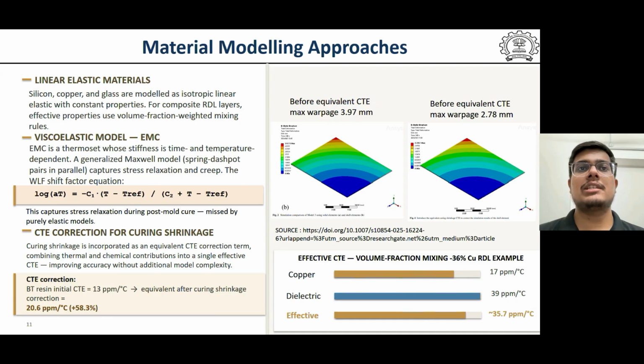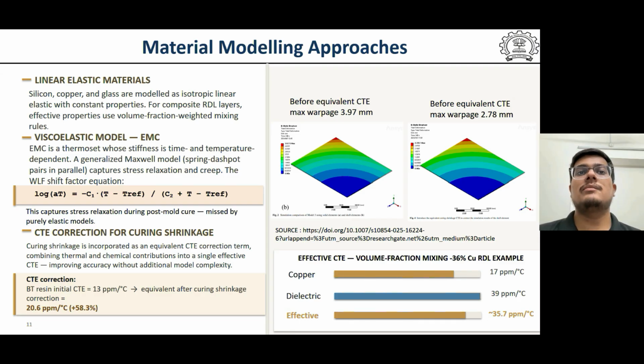So in this slide, we will explain the material modeling strategy used to capture the thermomechanical behavior accurately in the simulation. Materials like silicon, copper, glass are modeled as isotropic linear elastic materials. So they follow Hooke's law with constant Young's modulus and Poisson's ratio. This assumption is valid because their properties remain stable within the process temperature range. For the RDL layer, instead of modeling individual copper traces and dielectric regions, a homogeneous approach is used. Effective properties such as modulus and CTE are calculated using the volume fraction based mixing rules. This reduces the computational cost while still preserving the thermomechanical response.